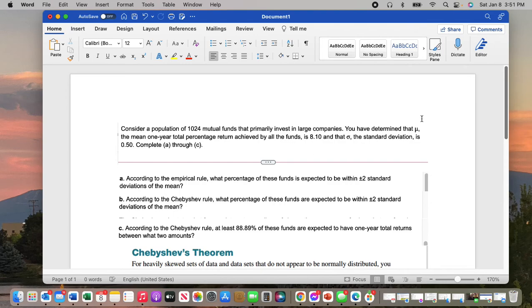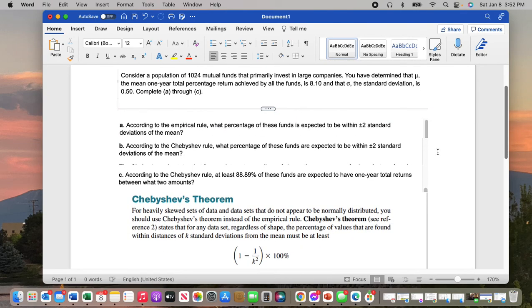It says, consider a population of 1,024 mutual funds that primarily invest in large companies. You have determined that your mu, or the mean 1-year total percentage return achieved by all funds is 8.10, and that the standard deviation is 0.50. Complete parts A through C. So part A, it says, according to the empirical rule, what percentage of these funds is expected to be between two standard deviations of the mean.